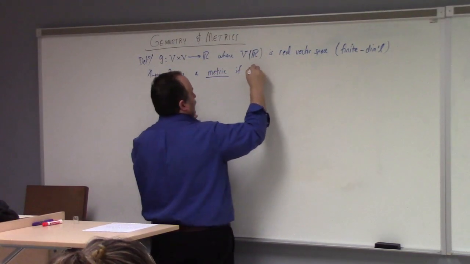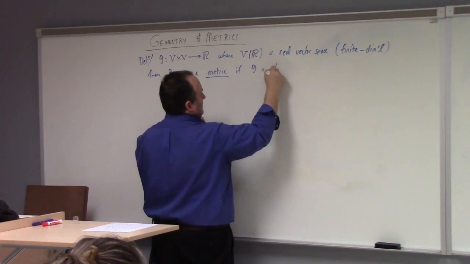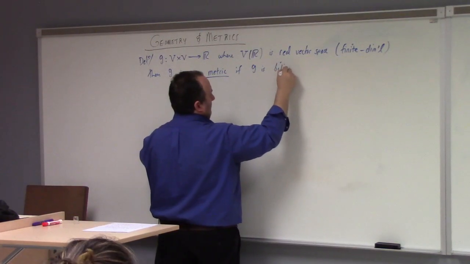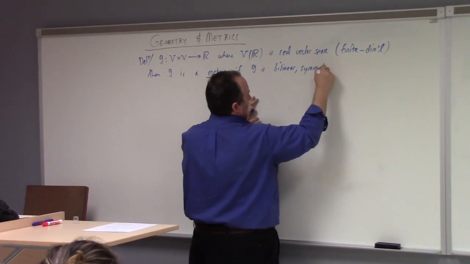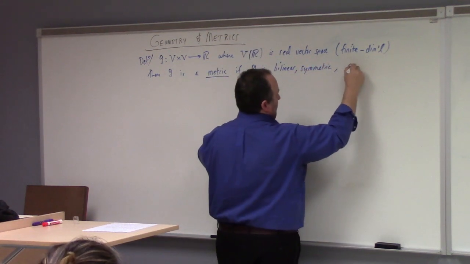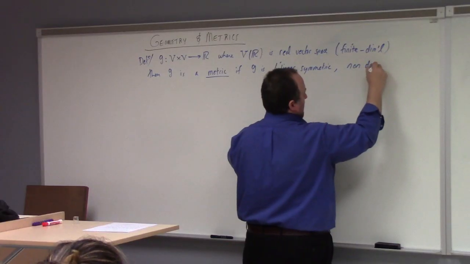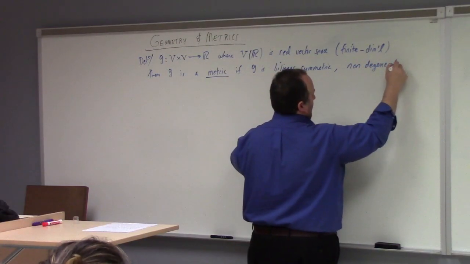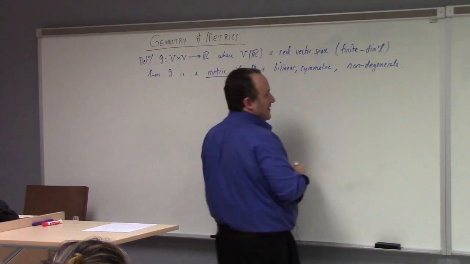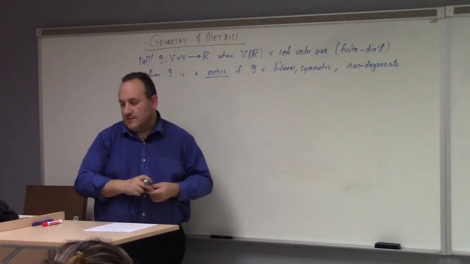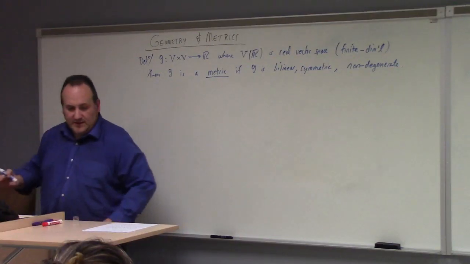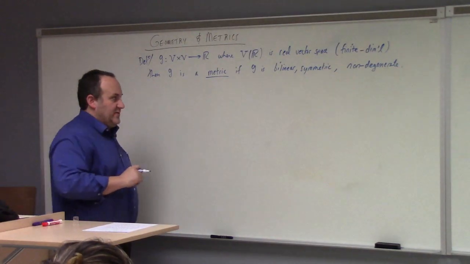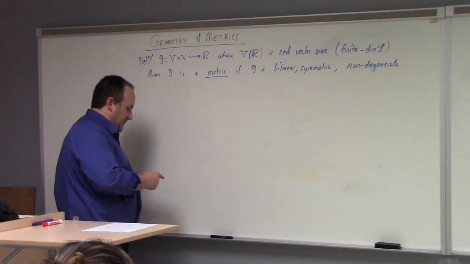If G is bilinear, symmetric, and non-degenerate. All right? We've actually talked about symmetric and bilinear in previous lectures, so I won't belabor those, but the non-degeneracy gave me a little bit of trouble last time, so let's focus our attention there.